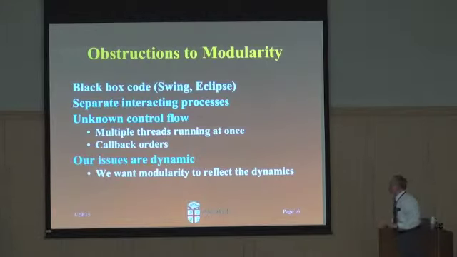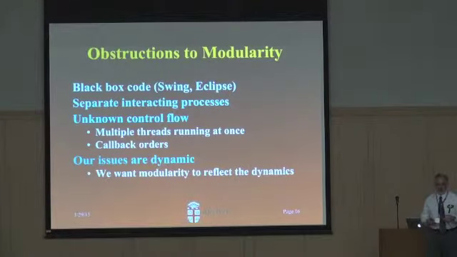So some of the problems we had here, first of all, there's all this black box code. Eclipse does magical things. We have no idea what it's doing at times. We try, but Swing does magical things. You have several separate interacting processes, timing considerations. There's unknown control flow. The multiple threads run independently, can do whatever they want. The callback orders on the observer pattern, I think they're deterministic, but I have no idea what they are. And my code has to not assume they're in any particular order. And there are a lot of dynamic issues. We want the modularity here to reflect the dynamics. So that's the first problem we had.